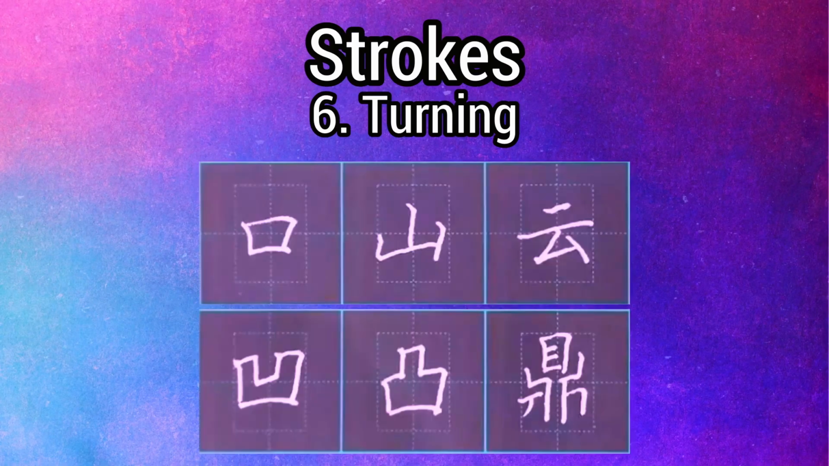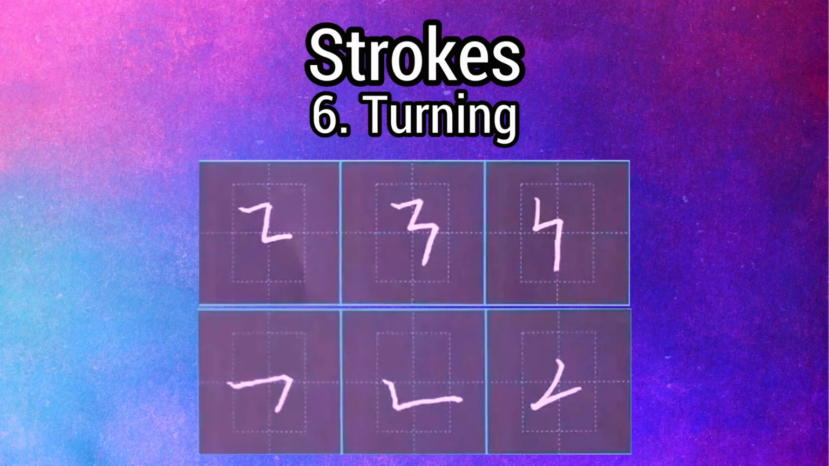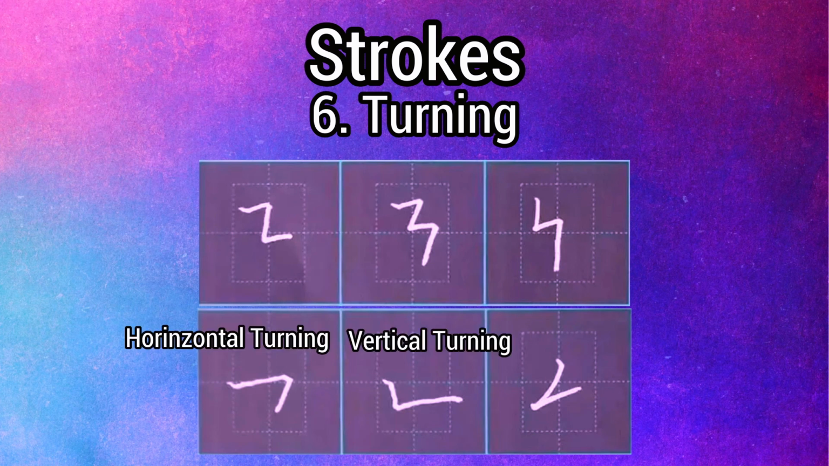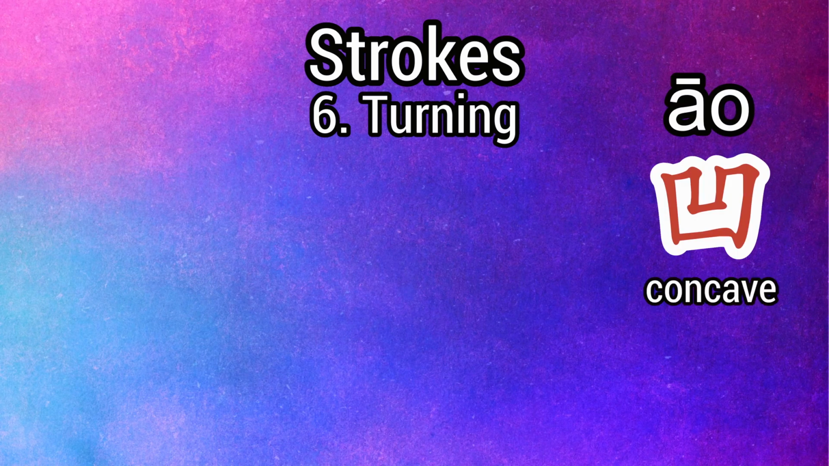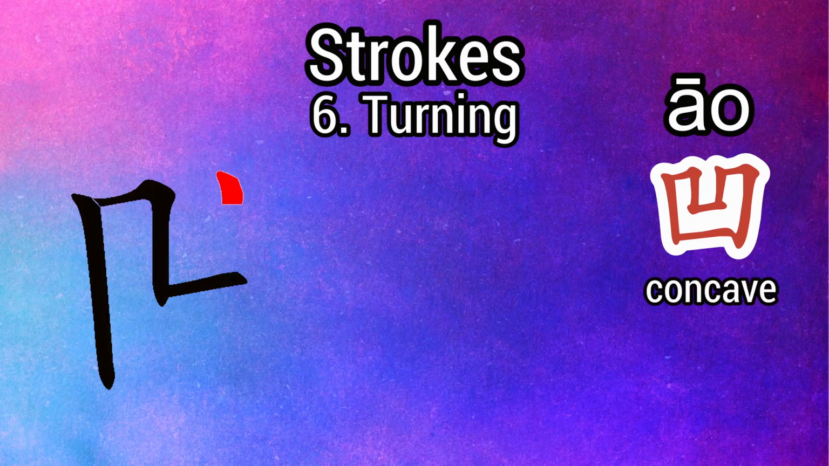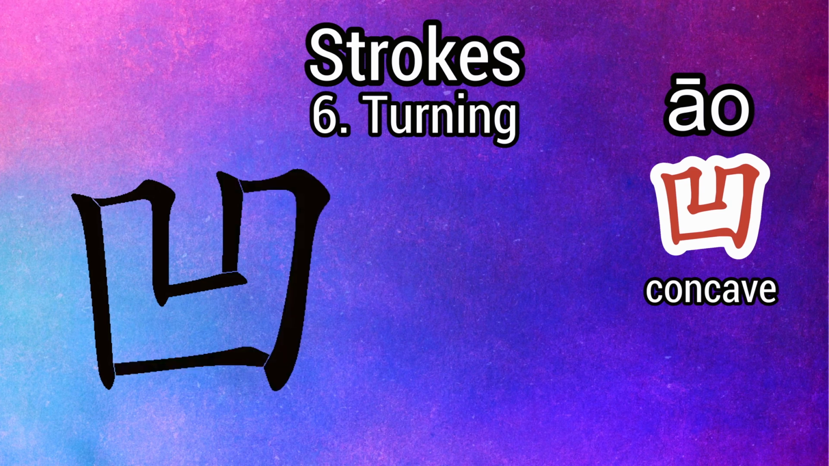6. Turning. Turning is very common when you write in Chinese. And there are different types of turnings like horizontal turning, vertical turning, etc. The character ao, meaning concave, is a very good example of turning. Can you see the different turnings here?